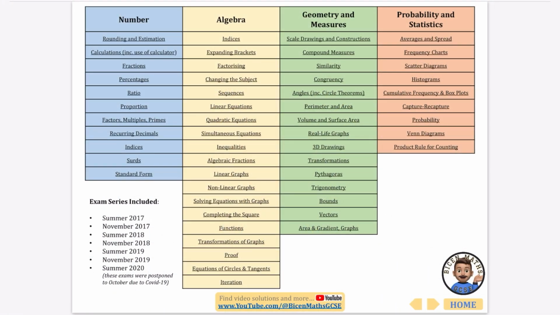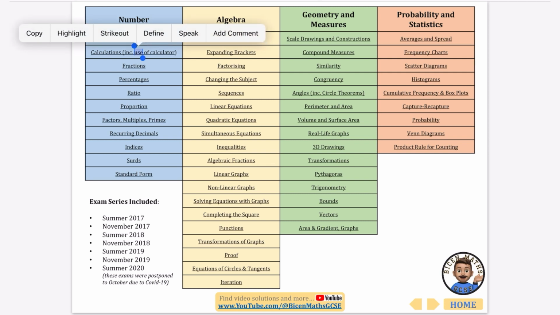Okay, so we're going to go through every question that has been asked by Edexcel in the higher GCSE. We're going to start with number calculations this time. And just a quick little note, this has only got exams from 2017 to 2020 because beyond that they are currently not released by Edexcel. So let's go through here.